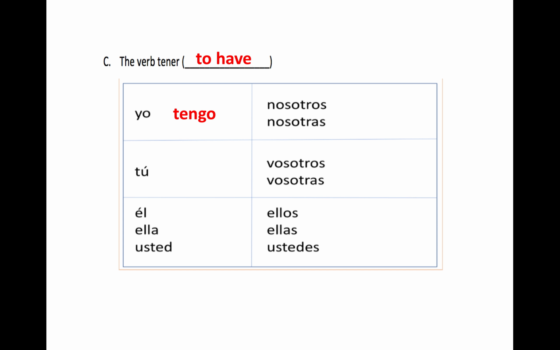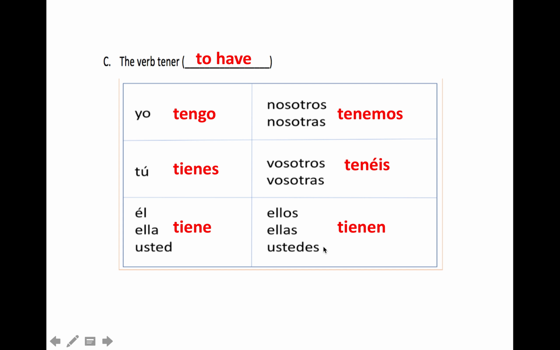The yo form is tengo, I have. The tú form, tienes, you have. Él, ella, usted, tiene, he, she, or you formal has. Nosotros tenemos, we have. Vosotros, vosotras tenéis, y'all in Spain have. And then ellos, ellas, ustedes tienen, they have, and y'all in Latin America have.